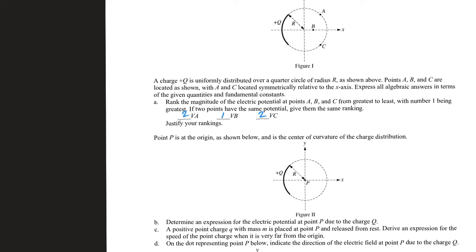3 points were given. 1 point was given for indicating that the potential at B is the highest, and another point was given for A and C being the same and ranked 2, and the third point was for your correct justification. And again, your justification should indicate why they're higher. The example says, compared to points A and C, B is closer to most and possibly all points along the charged distribution. And since potential varies inversely with distance, point B has the highest potential. Points A and C have the same potential by symmetry.